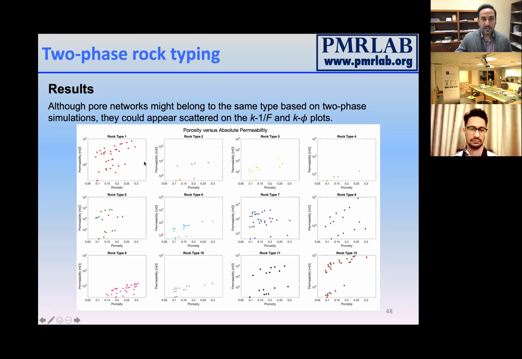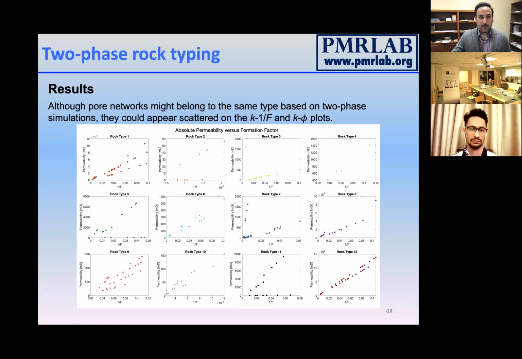You can actually have a curve going through all these pore networks, another curve going through this bunch of data points, and two other curves going through the other cases for rock type 1, but they look pretty scattered. And we did the same thing for permeability versus reciprocal formation factor. In most cases, within a specific rock type, we see pretty scattered data and we see different slopes.